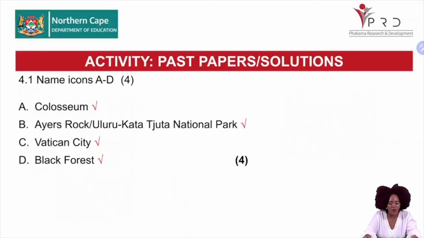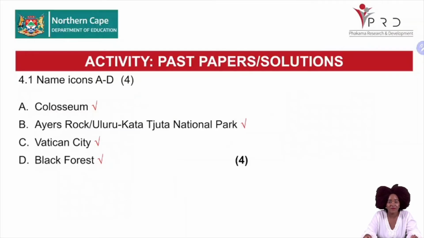Now, 4.1, icon A is the Colosseum. I want to believe that you managed to do that. Icon B is the Ayers Rock or Uluru Kata Tjuta National Park.